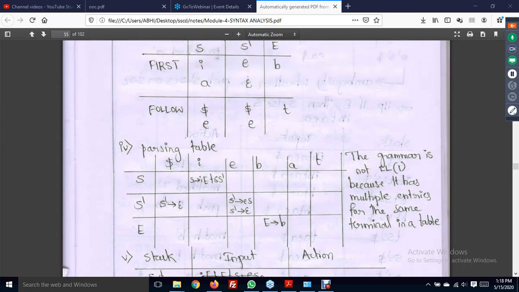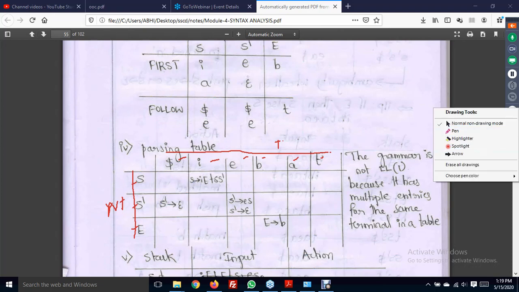The next thing is the parsing table, where on the x-axis I put the terminals and on the y-axis I put all the non-terminals. S, S dash and E are non-terminals. $, I, E, b, a, t are terminals. Once we prepare the parsing table, with terminals on the x-axis and non-terminals on the y-axis, the next important step is filling it up with the respective productions.